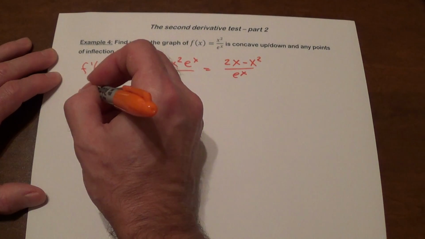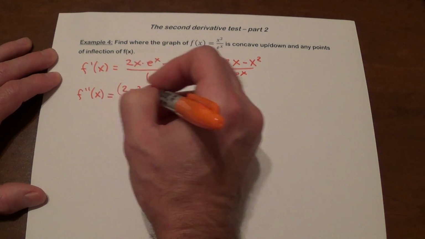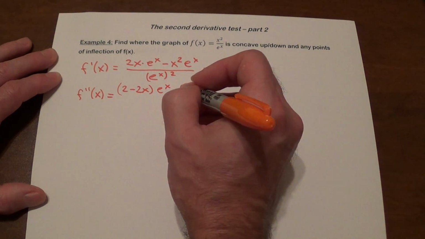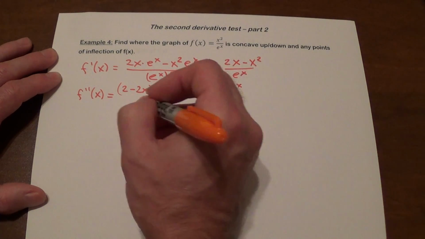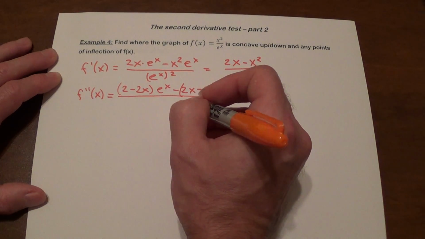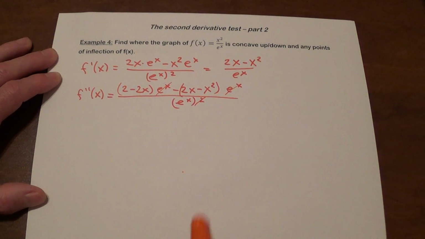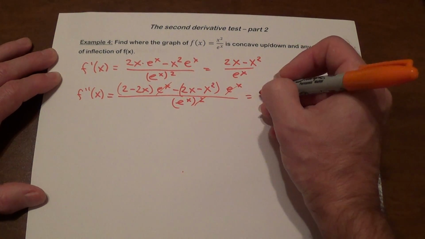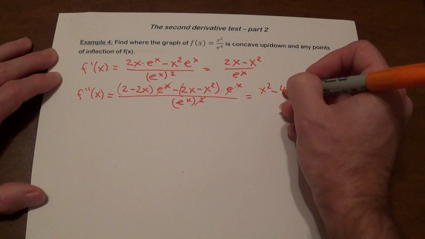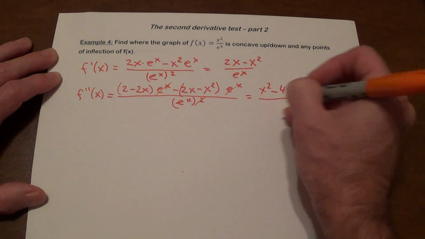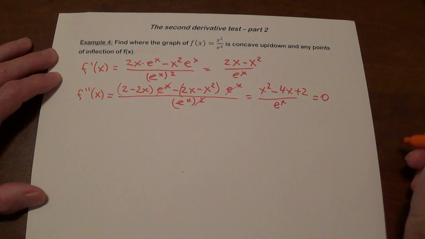So f double prime of x is going to be 2 minus 2x times e to the x minus 2x minus x squared times e to the x all over e to the x squared. Again, e to the x can be divided, and this whole thing is going to simplify to x squared minus 4x plus 2 divided by e to the x, and we're going to set it equal to 0.